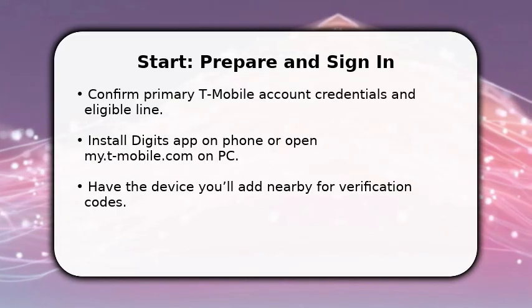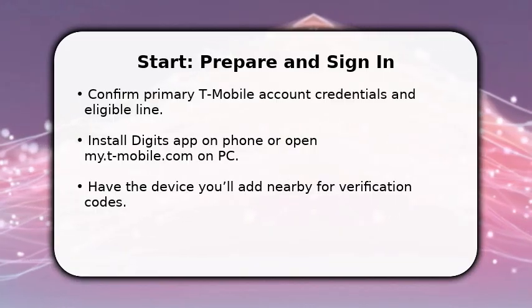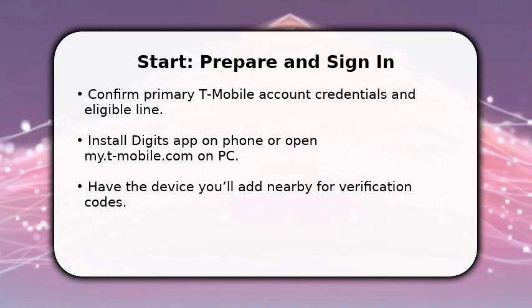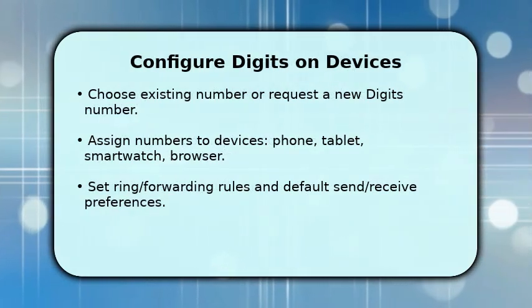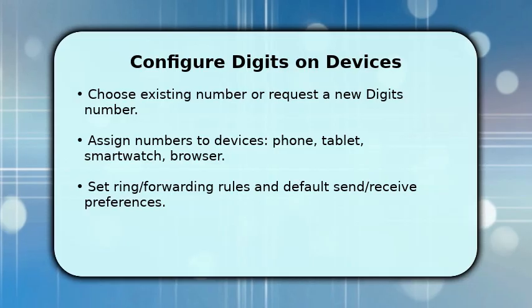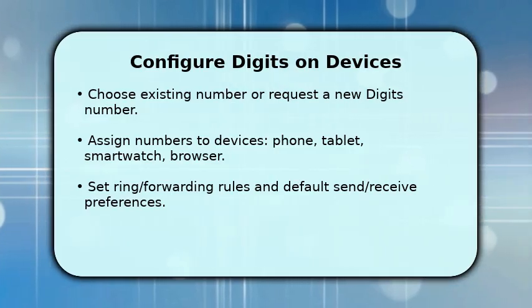Listen for prompts and select Add Device when offered, then expect an SMS or call to verify ownership. Once verified, choose whether to use your existing number or assign a new Digits number. You control how calls and texts route.